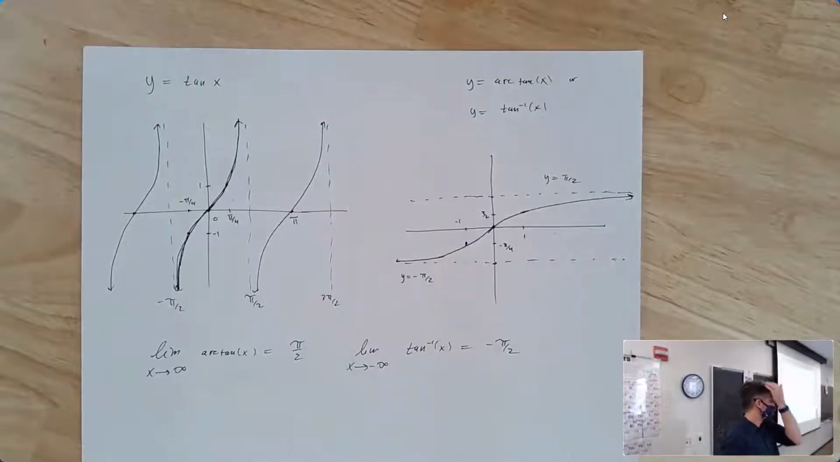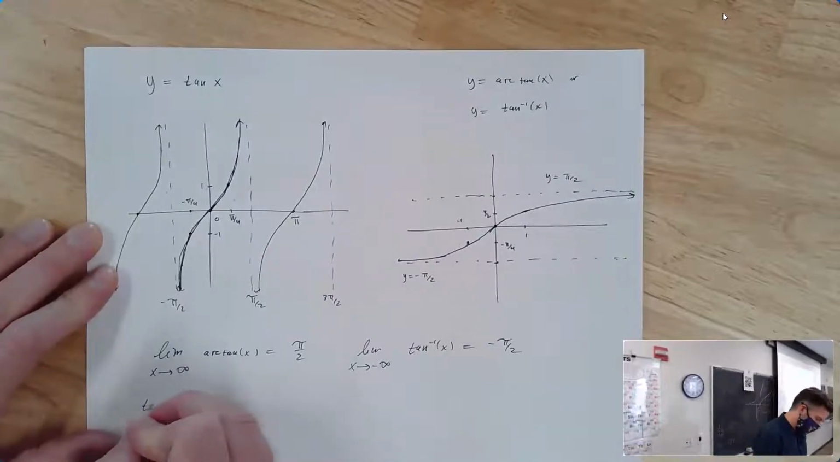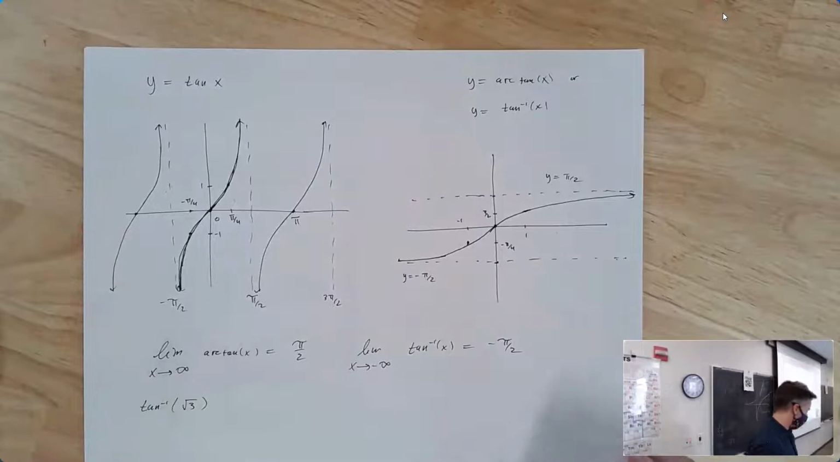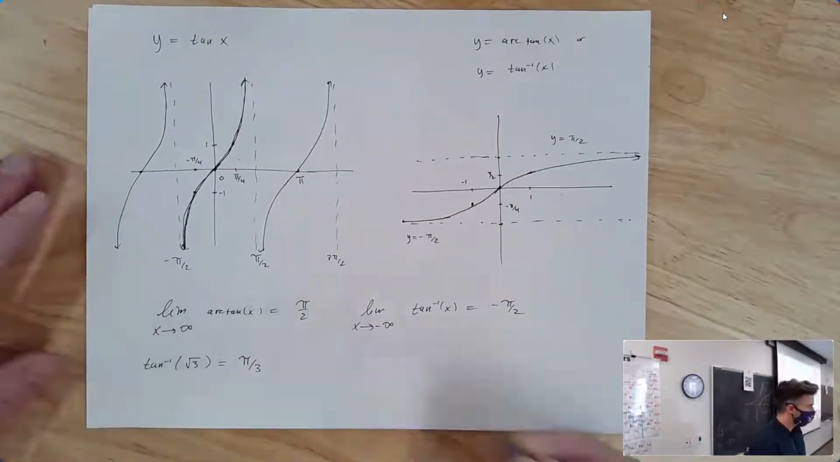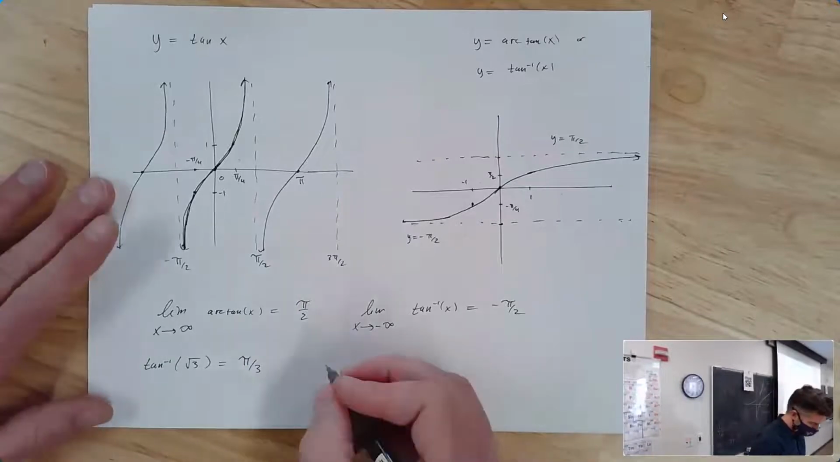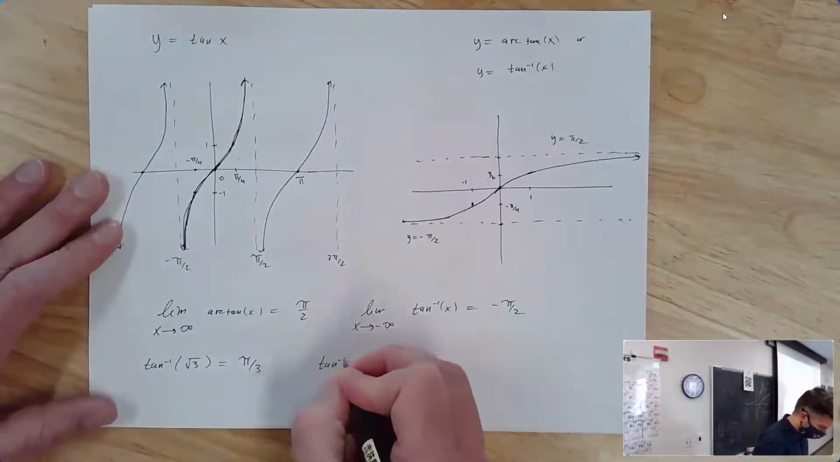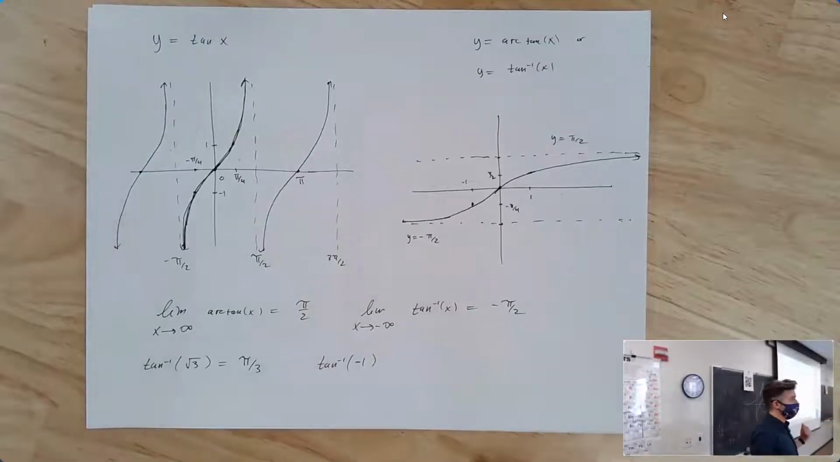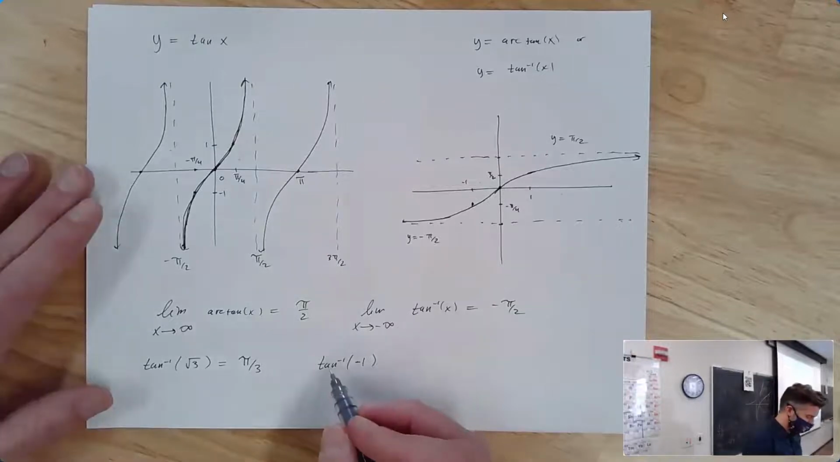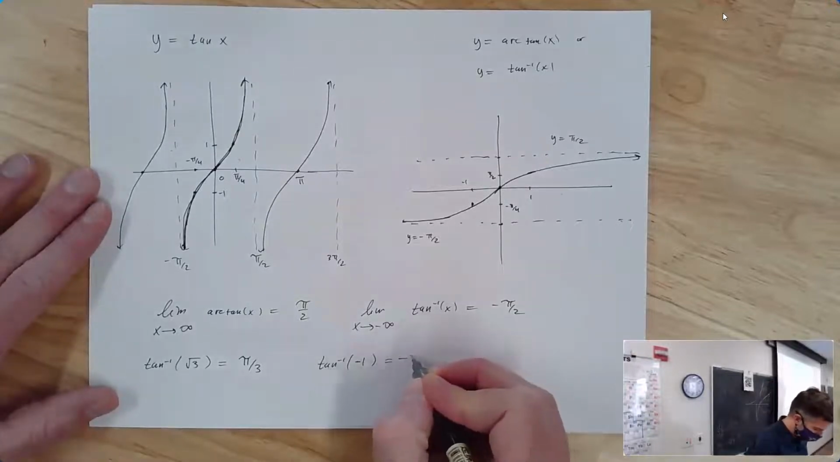And then you could ask the same sorts of things, like what's the inverse tangent of the square root of 3? Well, it's the angle whose tangent is equal to root 3, which is pi over 3. Or you could ask, what's the inverse tangent of negative 1? Well, I know the inverse tangent of 1 is pi over 4, because tangent of pi over 4 is 1. So the inverse tangent of negative 1 is negative pi over 4.